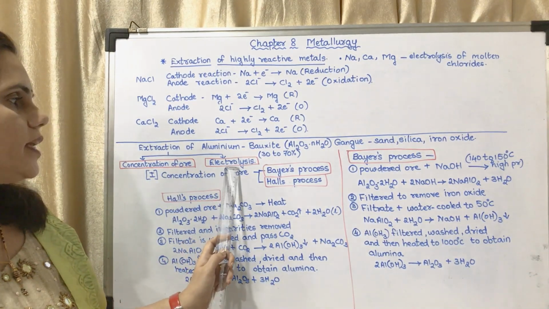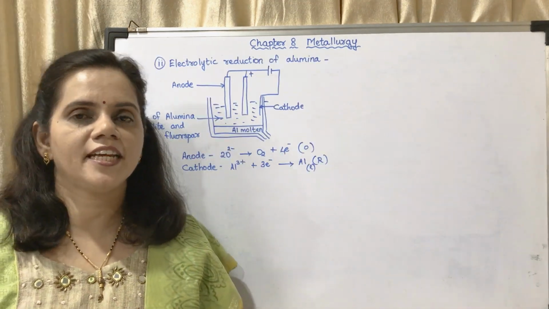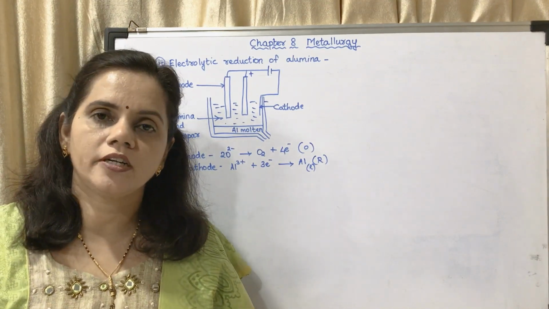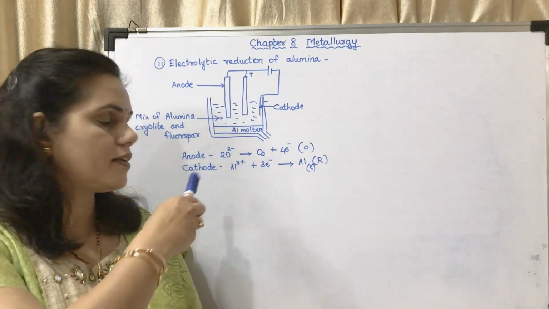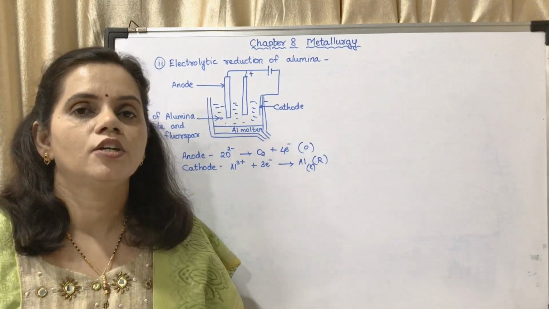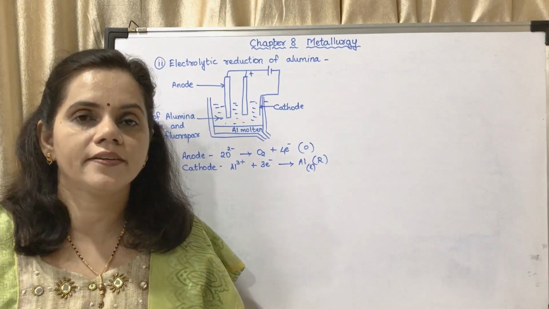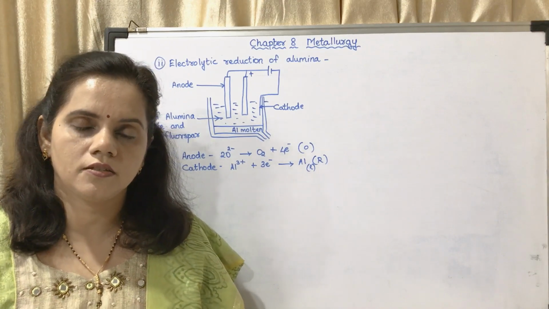Now we may move on to the next, that is electrolysis. Now the next step is electrolytic reduction of alumina. A very important question: a 3 mark or 2 mark question for the cathode and anode reactions, a 2 mark question for the diagram. It is a very important question, and a give reason question is also there. I'll tell you what the give reason question is.